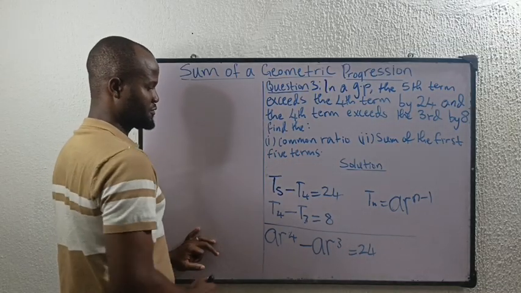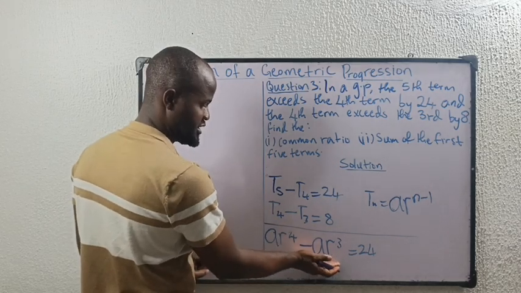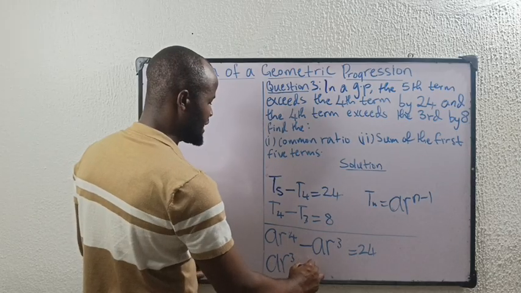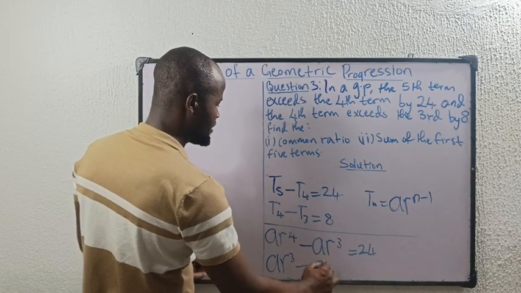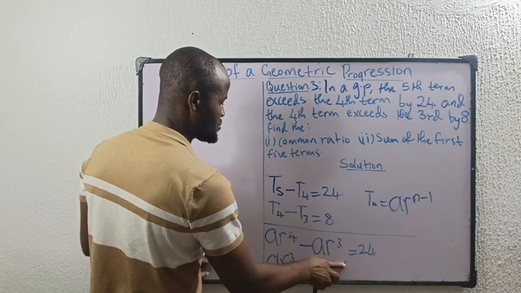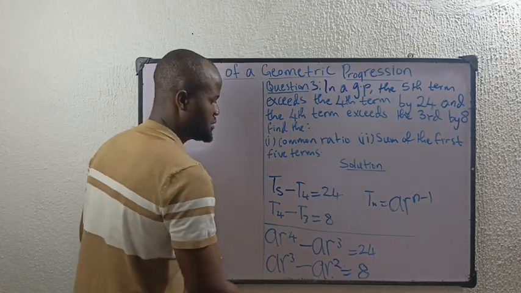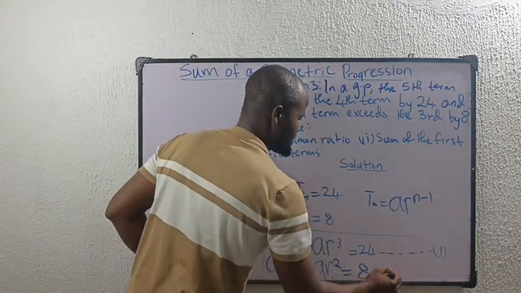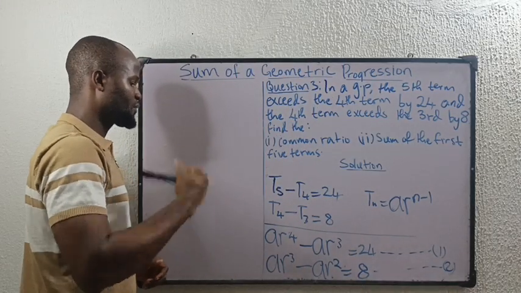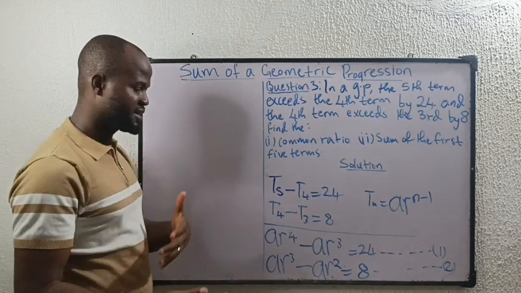Now let's bring out the expression for the second one, which is T4, which we already have here to be AR raised to the power of 3, minus, so what's my T3? That is AR raised to the power of 3 minus 1, and 3 minus 1 is 2. So I'm going to write 2 here, which gives me 8. So this is my first equation, and this is my second equation. So now, what am I going to do here so that I can eliminate something and find the other?